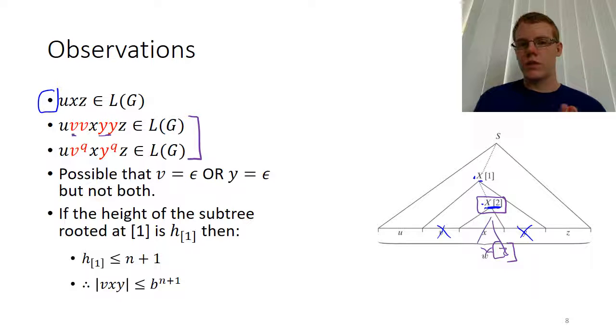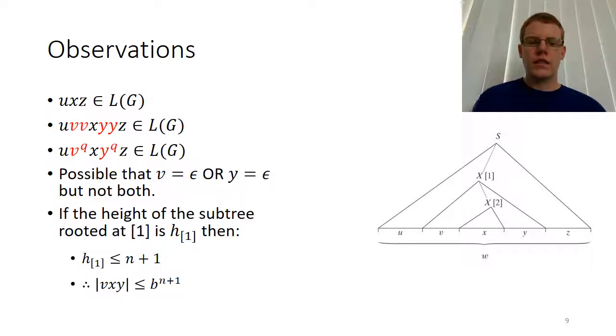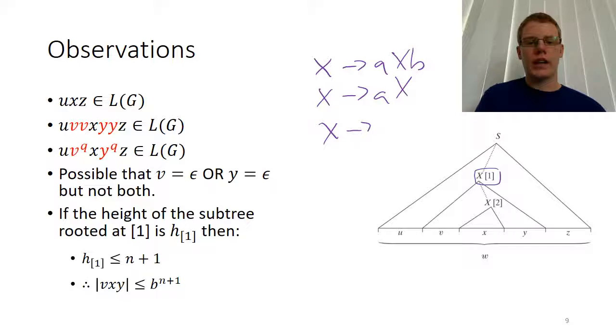In the regular sense, we had this little one bit that we started pumping. And here we've got two bits that we pump in concert. There are a couple of things that are important to remember. The rule that we expanded here may have been something like x goes to axb, but it also may have been a one-sided rule, like x goes to ax or x goes to xb. So this could be empty or this could be empty.